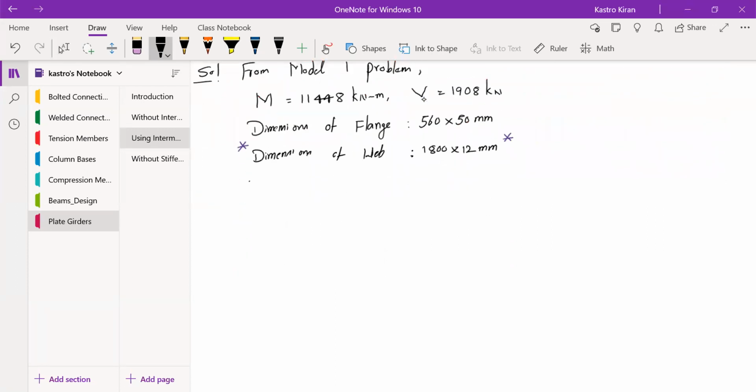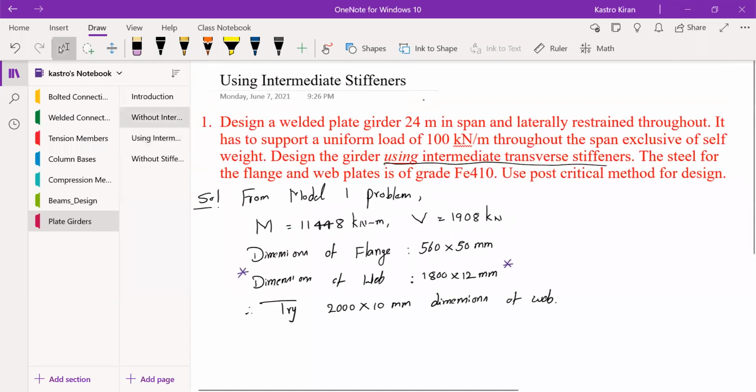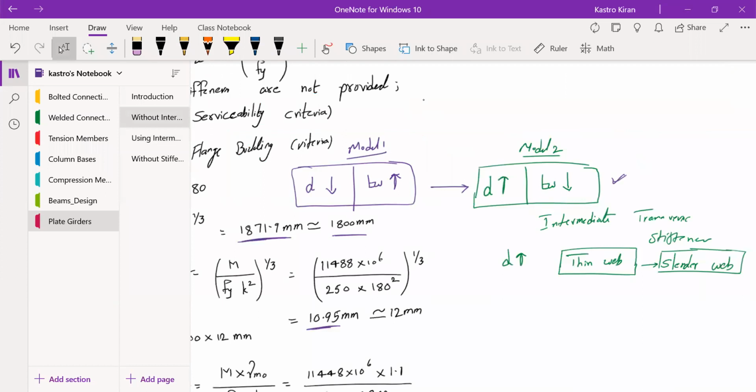So therefore, try 2000 by 10 mm dimensions of web. Now you might have a question: sir, now we have the first model problem, so it is easy for us to make a comparison, and then easy to either increase or decrease the thickness and depth of the web. But in the exam, we have only one problem. So how shall we decide whether to increase or decrease the depth and thickness?